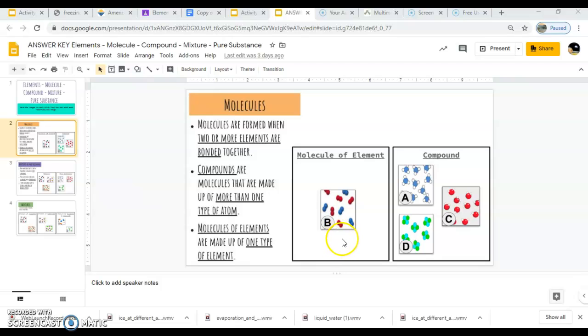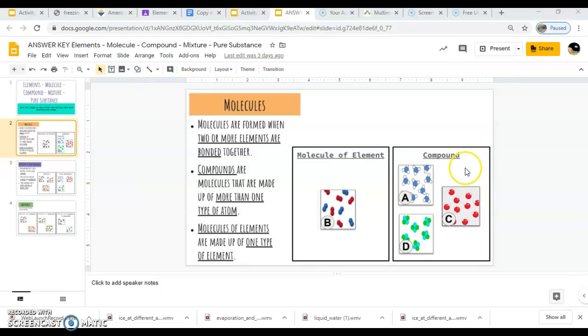An element, remember, is made up of only the same kind of atom, whereas compounds are made up of two or more different kinds of atoms. So you can see here we have our green and our blue that makes up a compound because they're two different colors, two different atoms. Here we have the water molecule. We have our two little hydrogen here and our big oxygen here. Again, two different kinds of atoms chemically bonded together.